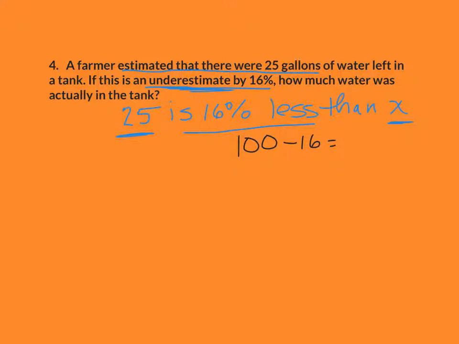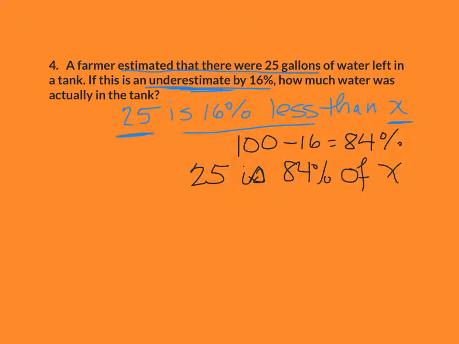Wait, what? Oh my goodness, I'm going crazy. 84%. I don't know what I was thinking there. So that tells us, let's change this again, our statement here. So it says 25 is 84% of X. So it's X that we don't know.